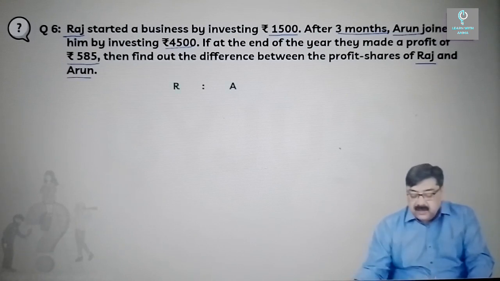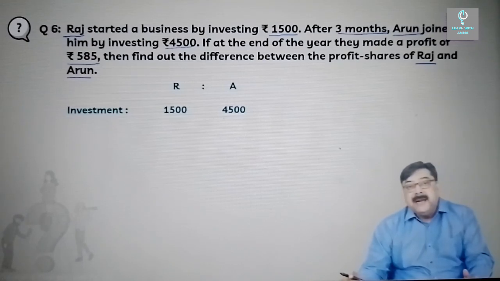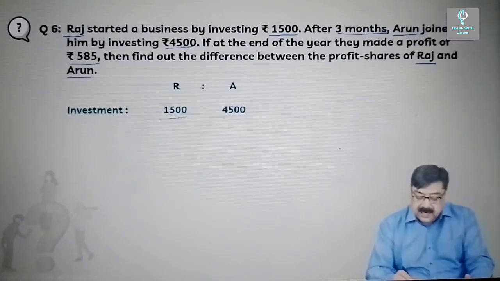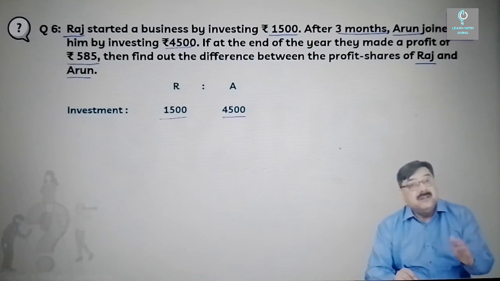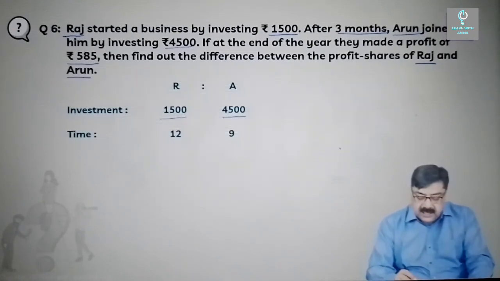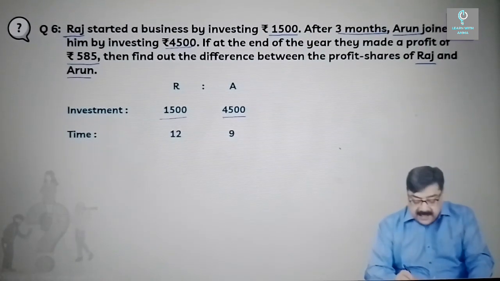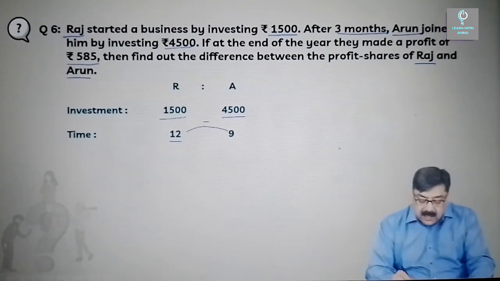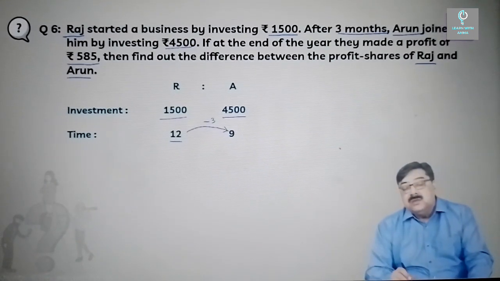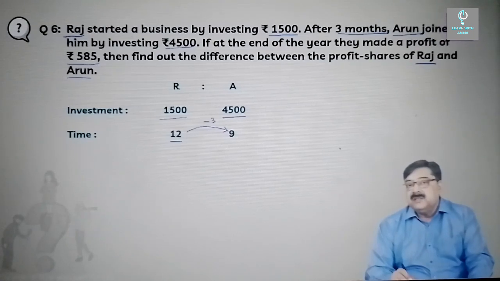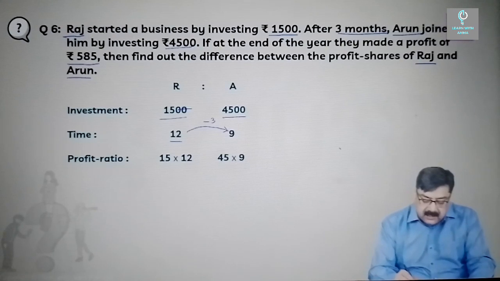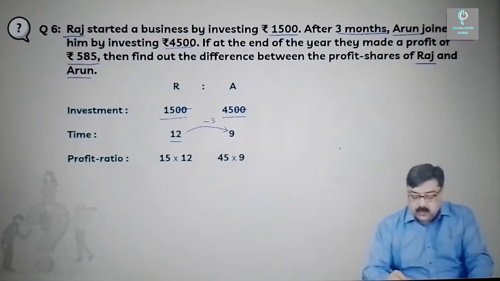Now see, it is already given to us that the investment made by Raj is rupees 1,500, and after 3 months Arun has joined with 4,500. So the time durations here: Raj's investment stayed in the business for 12 months, and as Arun joined after 3 months, Arun's investment must have stayed in the business for 12 minus 3, that is 9 months. So simply you can remove the zeros here. So 15 into 12 and 45 into 9 is what we have.